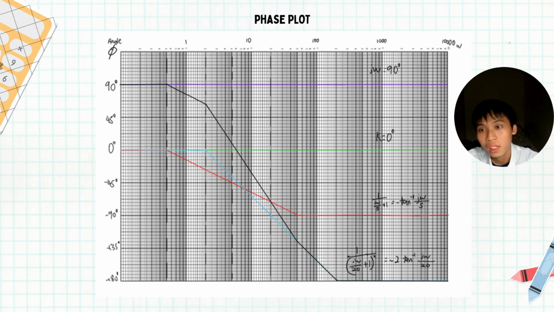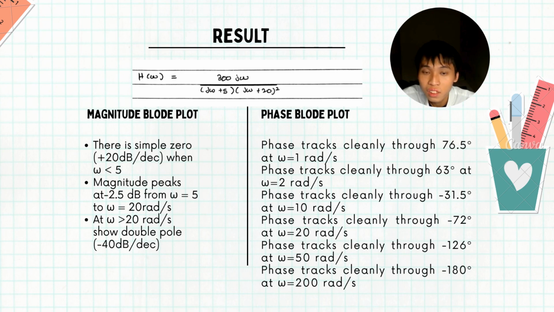Finally, we can see the black line represents the total phase response. It starts at 90 degrees due to the zero. As omega increases, the combined lag from both poles drops the curve downward, ultimately settling at negative 180 degrees at high omega. This completes our analysis here. So that concludes our analysis for question A.